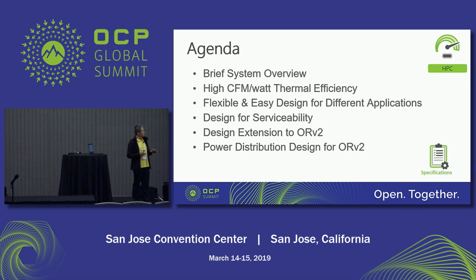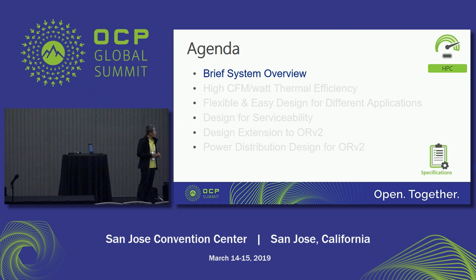This is important because, as we know, OpenRack mainly uses 12-volt DC to supply the system power. And at this high power consumption system, the current will be very, very high. So the way we give a good design quality, I will mention that in the following slides. Okay, first we are talking about the system overview.